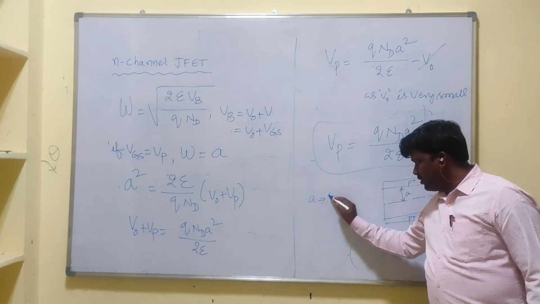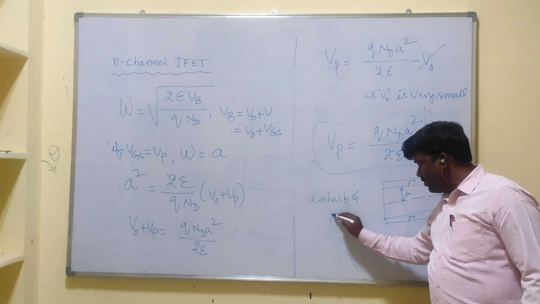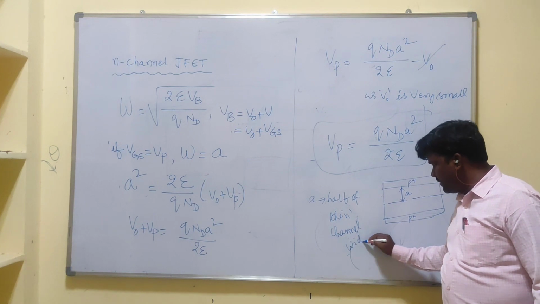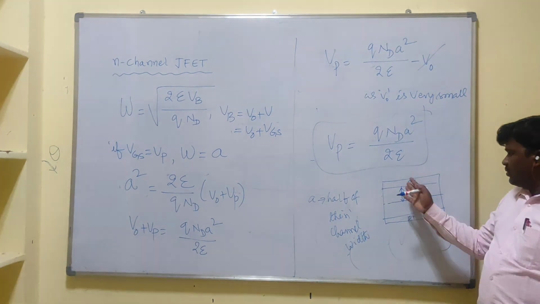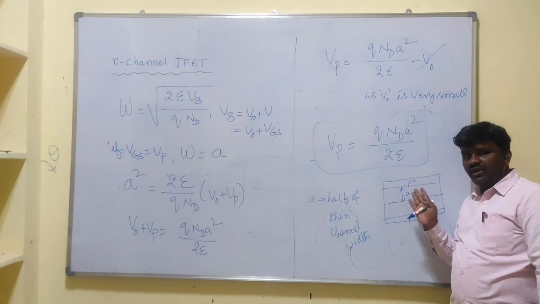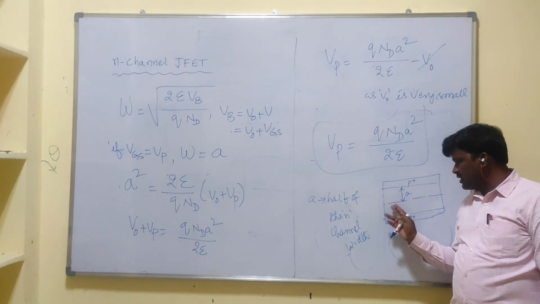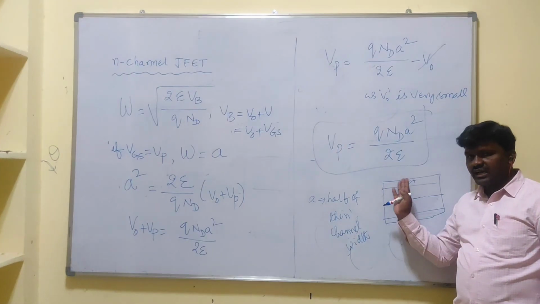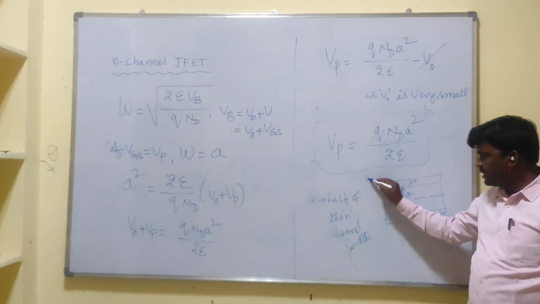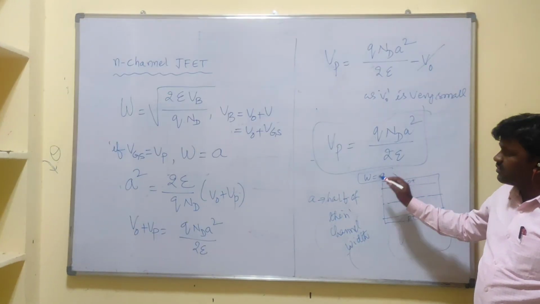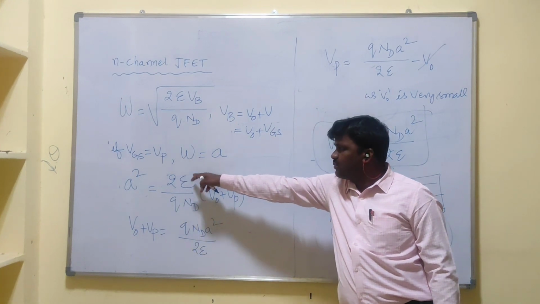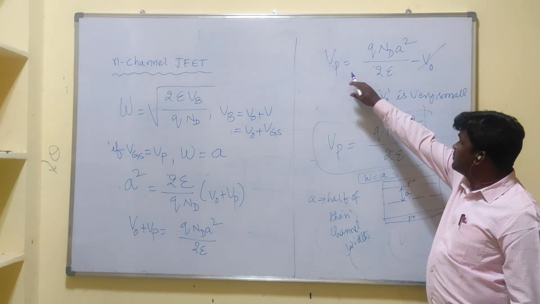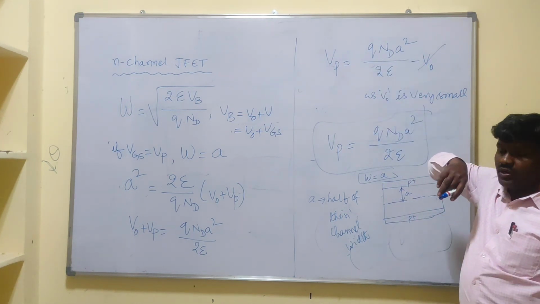A is half of the N channel width. If there is no depletion region, this full channel is available for conduction. If there exists a depletion region, the effective width of the channel decreases. If reverse bias voltage increases, this decreases and the width of the depletion region becomes W equal to A. That's why we consider at the pinch off voltage VGS equal to VP, then W equal to A. If you substitute that, we will get the pinch off voltage like this, VP equal to Q into ND A square by 2 epsilon.